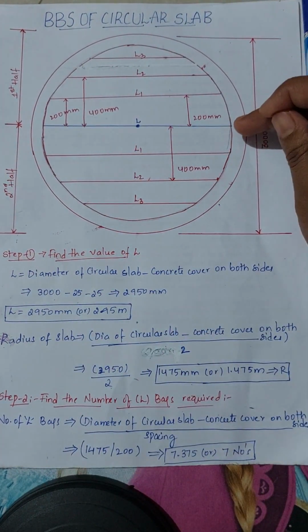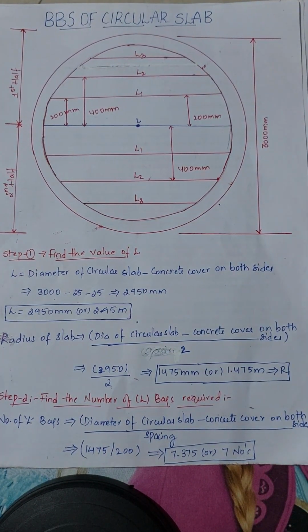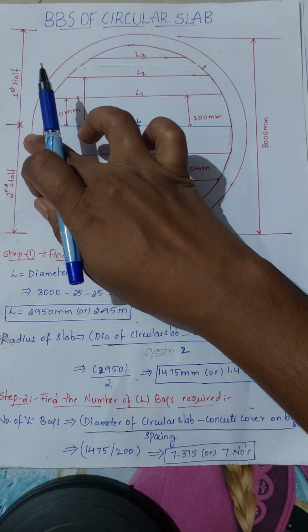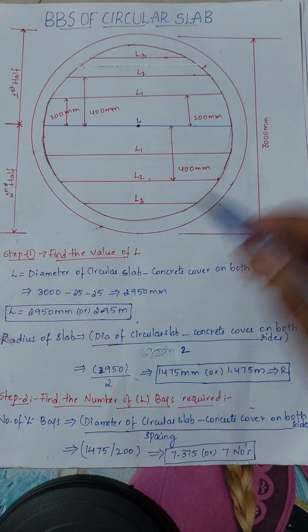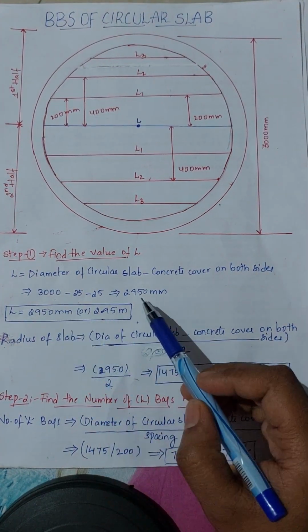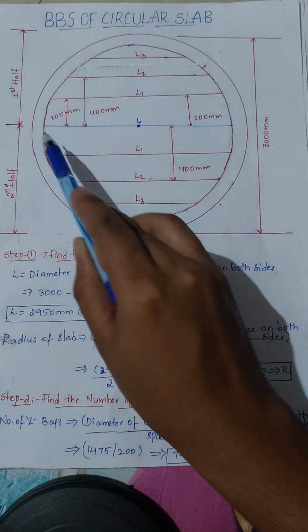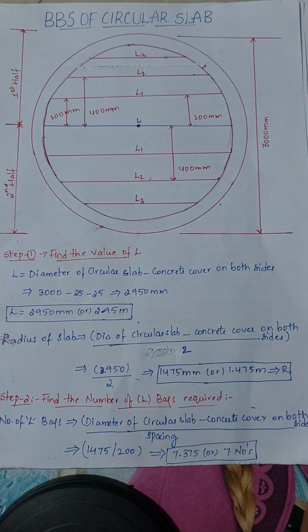To calculate this length L, the formula is the diameter of the circular slab minus the concrete cover we are providing at both ends. Generally we provide a clear cover for a slab of 20 mm or 25 mm. In this case I am assuming a 25 mm slab cover. So 3000 minus 25 minus 25, if we do, we will get 2950 mm. So the length of this main bar will be 2950 mm, which is 2.95 meters.